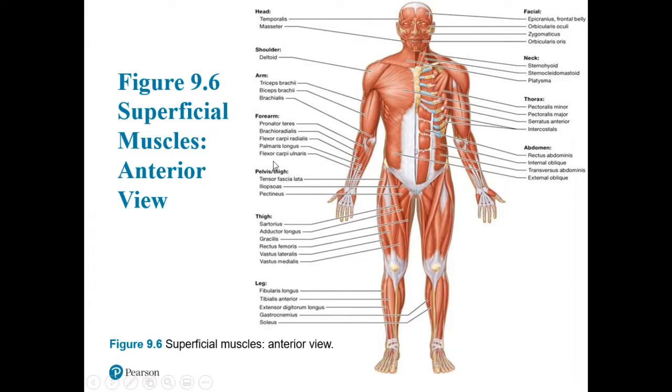We have a palmaris longus and a flexor carpi ulnaris. The palmaris longus is involved in the entire movement of the palm. It's a synergist muscle. And then flexor carpi ulnaris again inserts onto the bones of the wrist, but it originates on the ulna rather than on the radius. In that manner, these two flexors work synergistically to allow you to flex your hand, your palm.